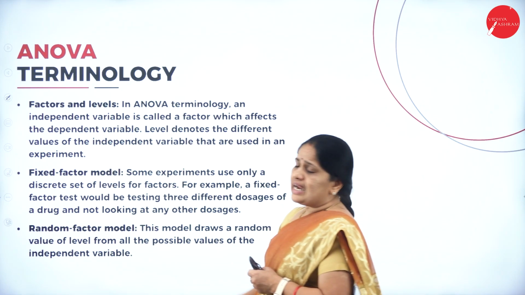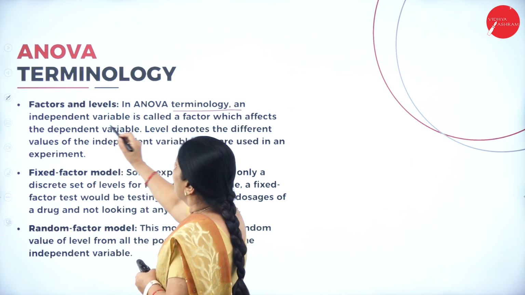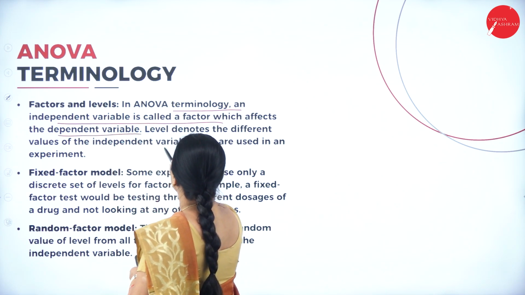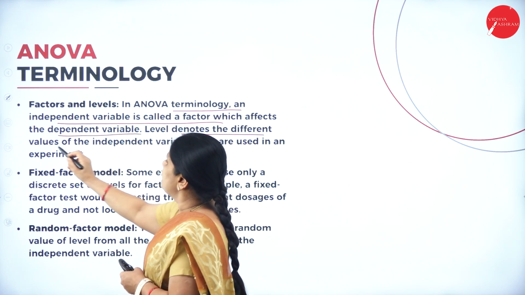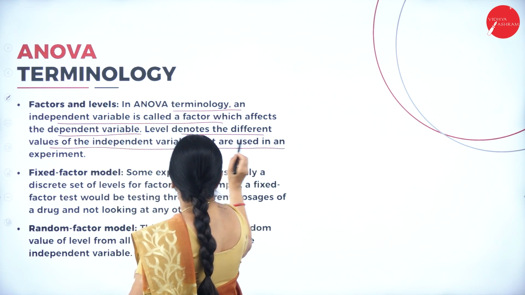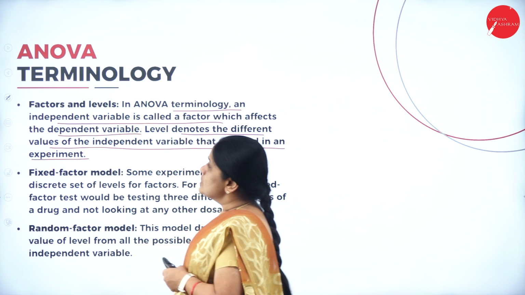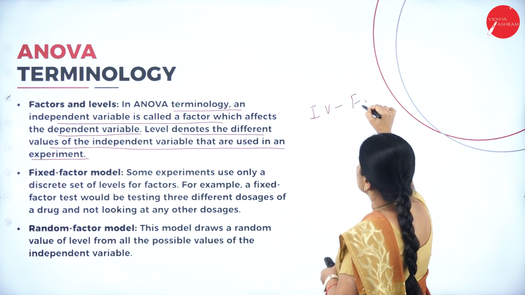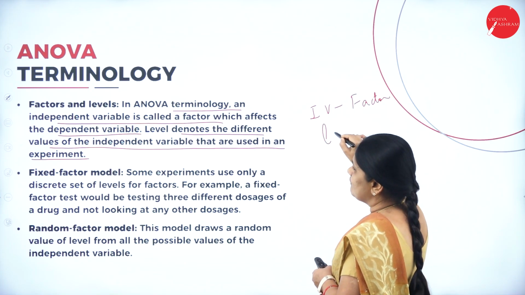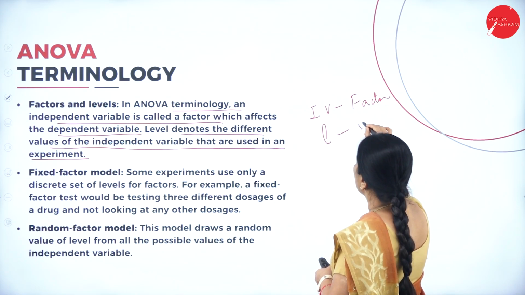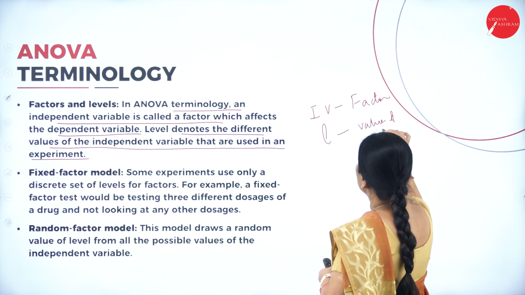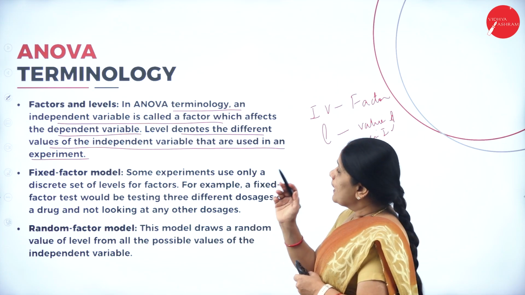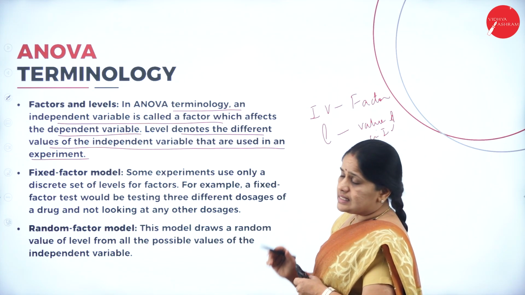Then, factors and levels. In ANOVA terminology, an independent variable that affects the dependent variable is called a factor. The level denotes the different values of the independent variable that are used in the experiment. So the independent variable is called the factor, and the different values of the independent variable are called levels.